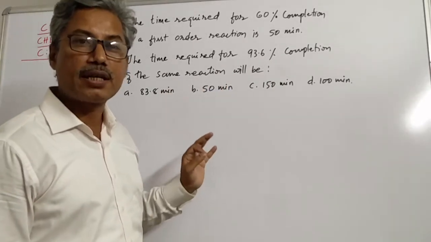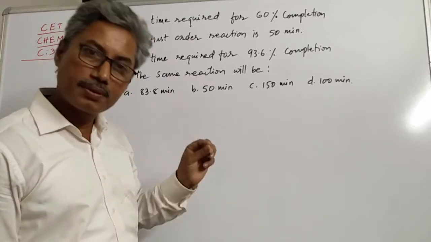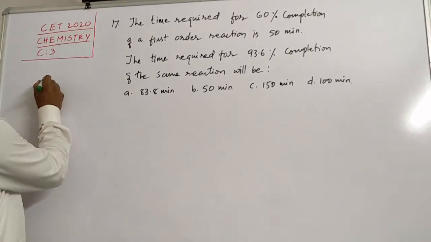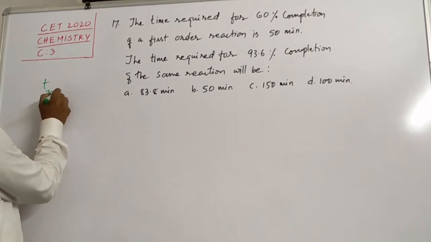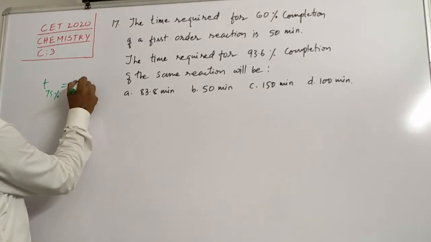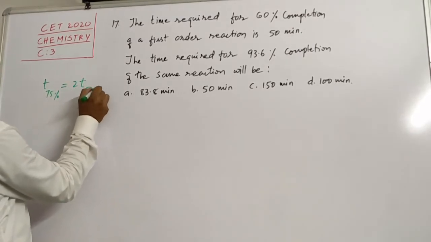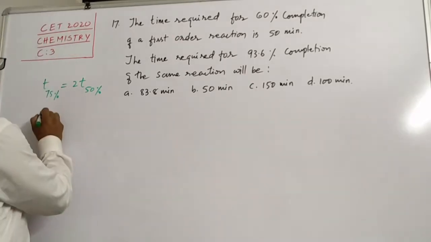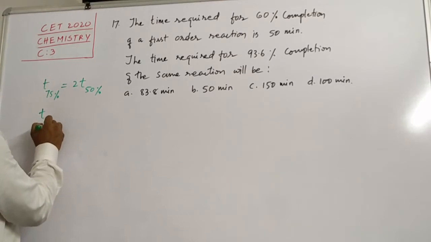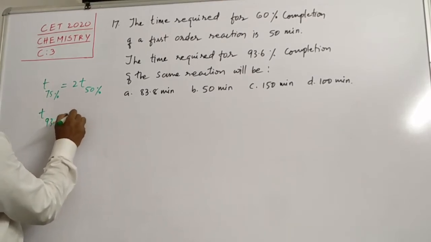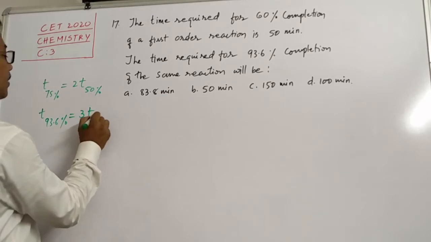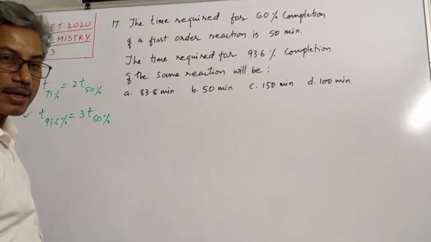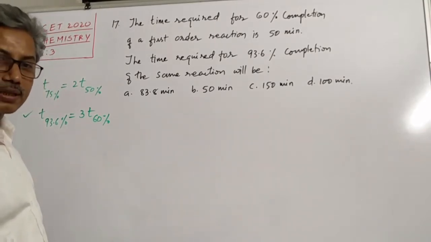This question can be answered in a very simple manner if you know this relation. We know that time required for 75% completion is 2 times the time required for 50% completion. Like this, there is another relation. Time required for 93.6% completion is 3 times the time required for 60% completion. Students, if you know this, you will get the answer in the simplest manner, in little time.